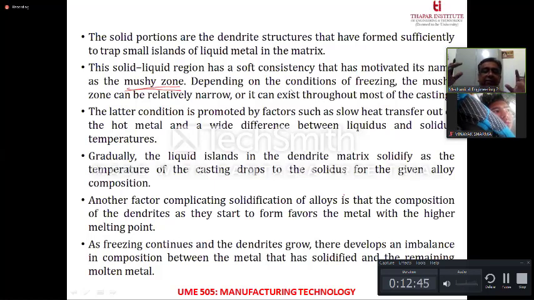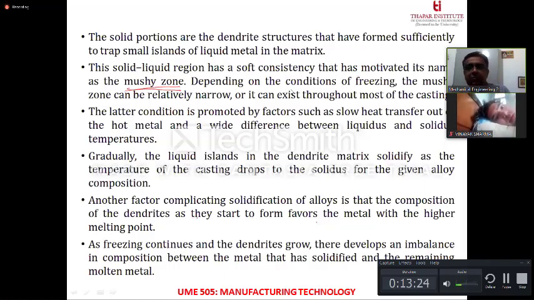A wide difference between solidus and liquidus generates slow heat transfer out of the molten metal, and you get finer structures, whereas a thinner gap between solidus and liquidus generates faster heat transfer, and as a result the structure that is generated is not very fine and requires post-processing. Another very important aspect in the solidification of an alloy is the composition of dendrites. When you have a bigger gap, you have more heat in the system. As a result, the dendritic structures are more refined.